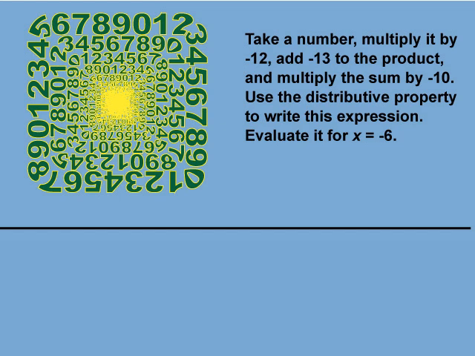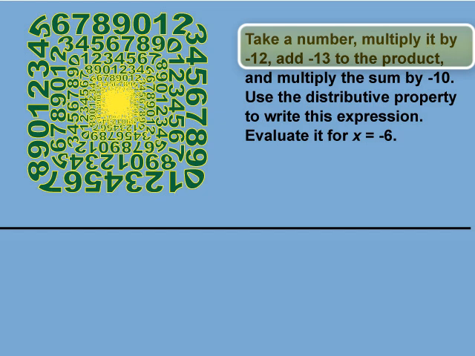Take a number, multiply it by -12, add -13 to the product, and multiply the sum by -10. Use the distributive property to write this expression. Evaluate it for x equals -6. This is an example of converting words into an algebraic expression. Let's start with this part.